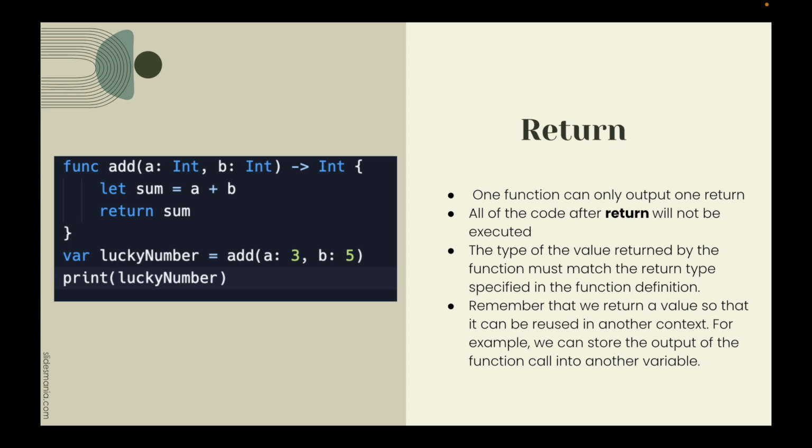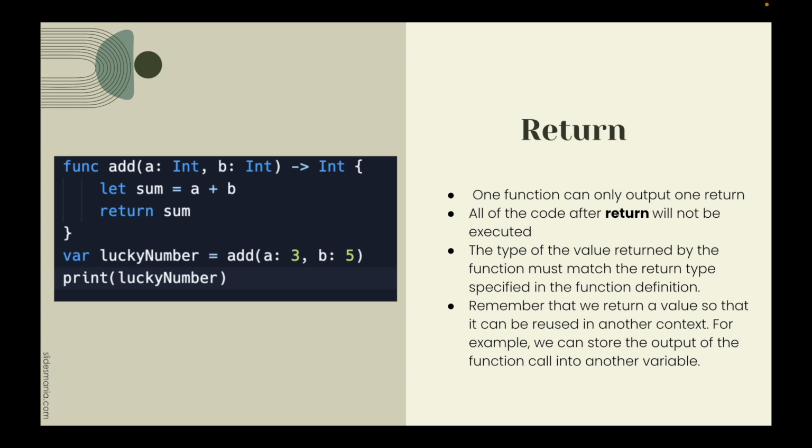And this is because it returned what? Because it returned sum, and sum was A plus B. The type of the value returned by the function must match the return type specified in the function definition. So here we specify that it must be an int. So once we returned it, it was 8, which is an integer. And then remember that we return a value so that it can be reused in other contexts.